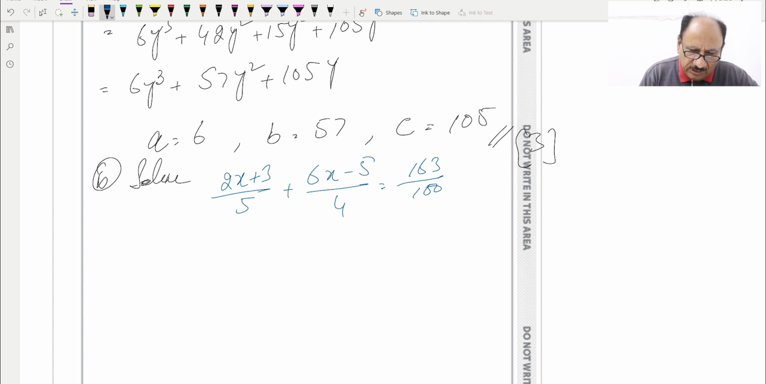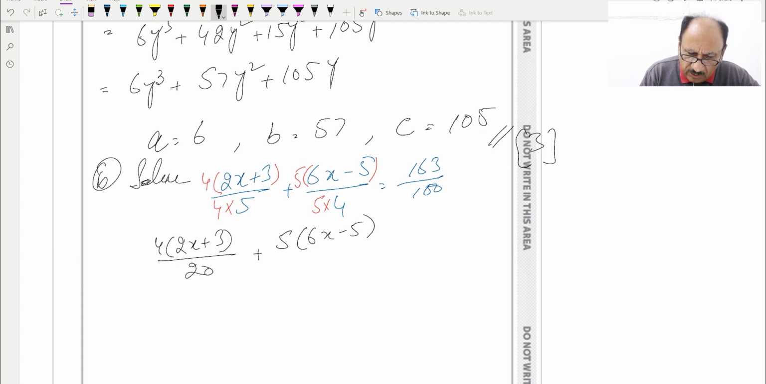So what we will do, we'll equalize the denominators. We can put these in brackets, and then we will be multiplying this one by 4, and this also by 4, and this one by 5, and this one also by 5, and we will get equal denominators. So this will be 4 into (2x plus 3) over 20, and plus 5 into (6x minus 5) over 20, and further we can write this side as it is, 163 over 100.